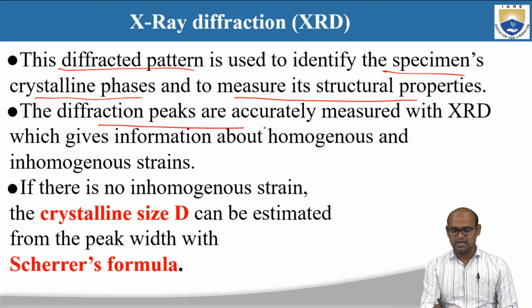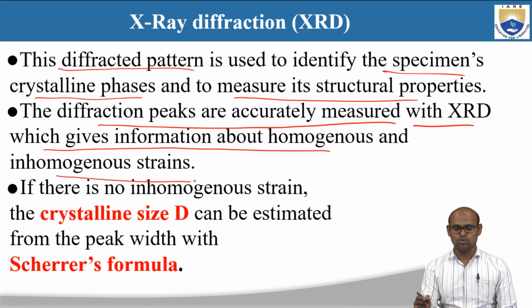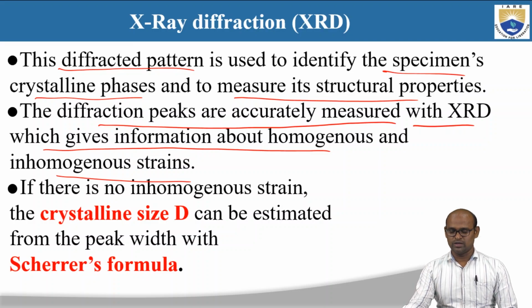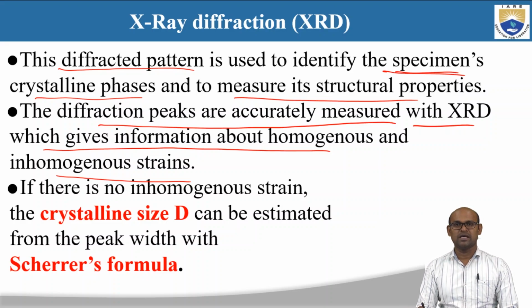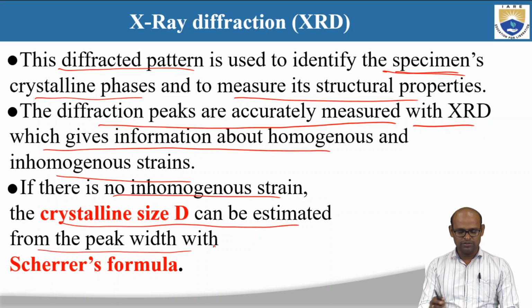The diffraction peaks are accurately measured with XRD, which gives information about homogeneous and inhomogeneous strains. By looking at the diffraction patterns measured using XRD, we can learn about the homogeneity and inhomogeneity of the specimen. If there is no inhomogeneous strain, the crystalline size D can be estimated from the peak width with Scherrer's formula.